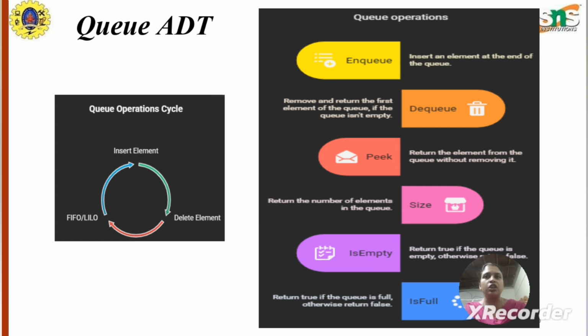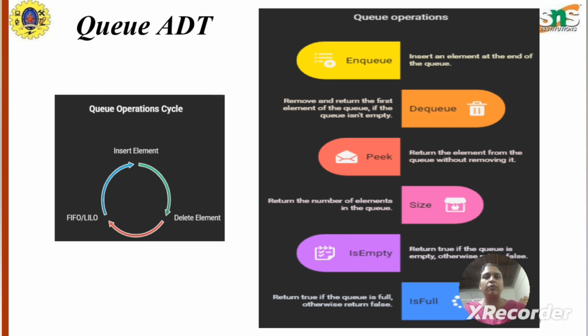So what is enqueue? The enqueue method is used to insert an element at the end of the queue. What is dequeue? It is going to remove and return the first element of the queue if the queue isn't empty. The major condition we have to check here is whether the queue is empty or not. If the queue is not empty, it removes and returns the first element of the queue. If the queue is empty, a null message or an error message is given to the user.